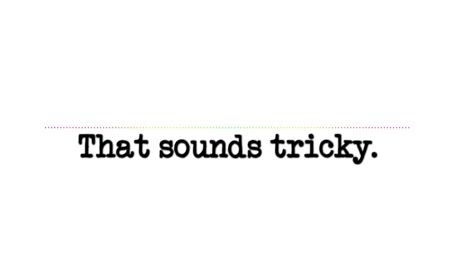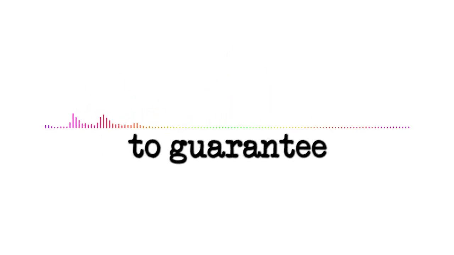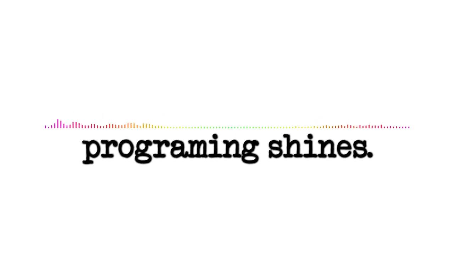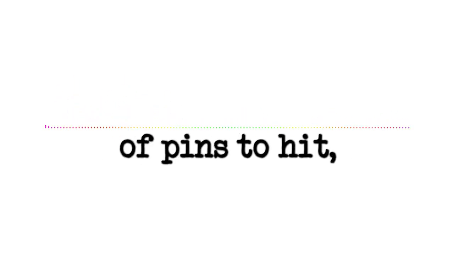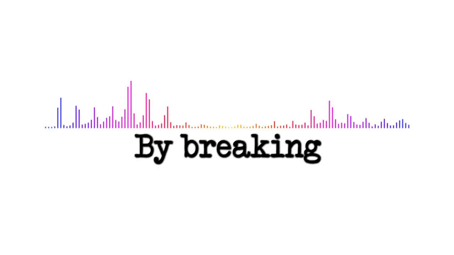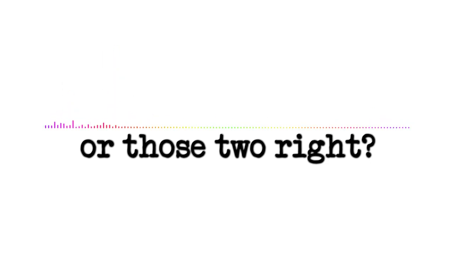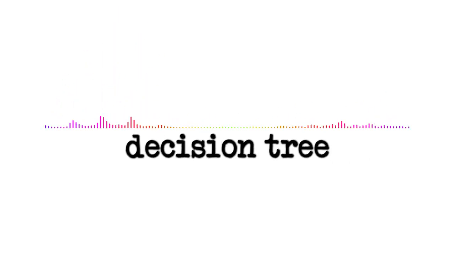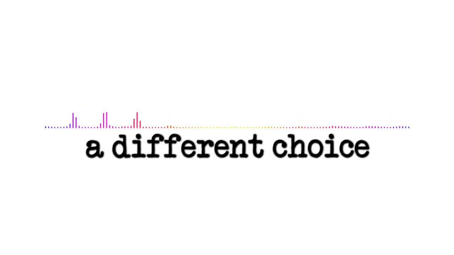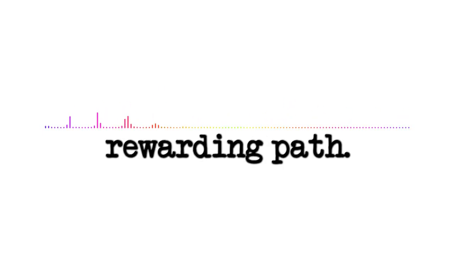That sounds tricky. How do you even begin to figure out the best strategy? Is it even possible to guarantee the highest score, or is there an element of luck involved? This is where dynamic programming shines. It helps us systematically explore different combinations of pins to hit, taking those negative values into account. By breaking down the problem into smaller decisions, should I hit this pin or those two? We can build up a solution that leads to the optimal score. So it's like creating a decision tree where each branch represents a different choice of pins to hit. And dynamic programming helps us navigate that tree to find the most rewarding path.